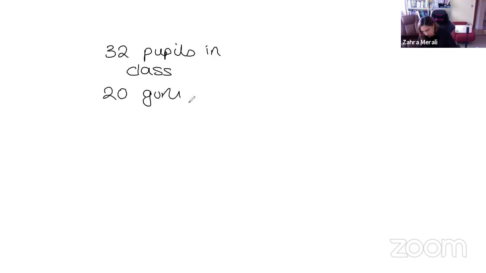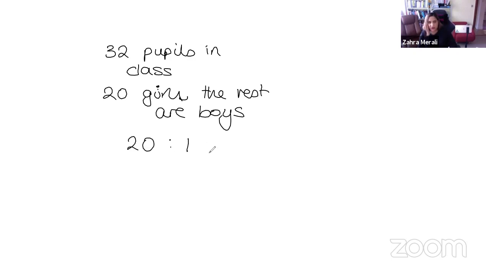Let's take an exam question. So we've got 32 pupils in a class. We'll use this question actually. So this is all still under ratio and proportion. 20 are girls, and it's telling you the rest are boys. What is the ratio? Well, if 20 are girls, that means there must be 12 boys.